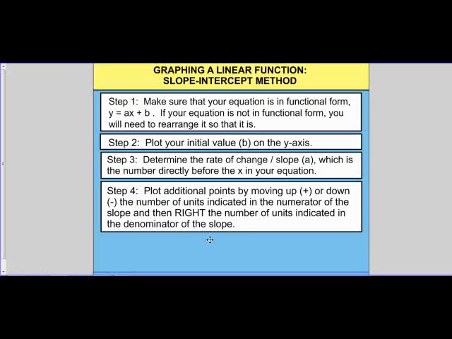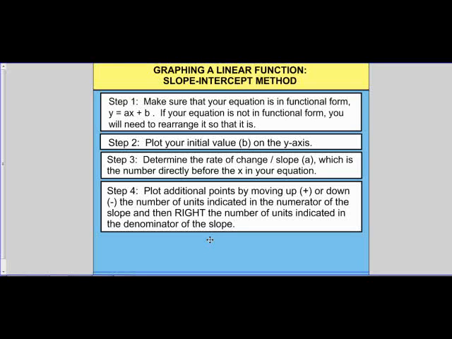So we're going to start with our initial value on the y-axis, and then we'll plot additional points by moving either up or down, depending on whether we have a positive or negative rate of change. And we'll go up or down the number of units indicated in the numerator of our slope, and then to the right, the number of units indicated in the denominator of the slope.